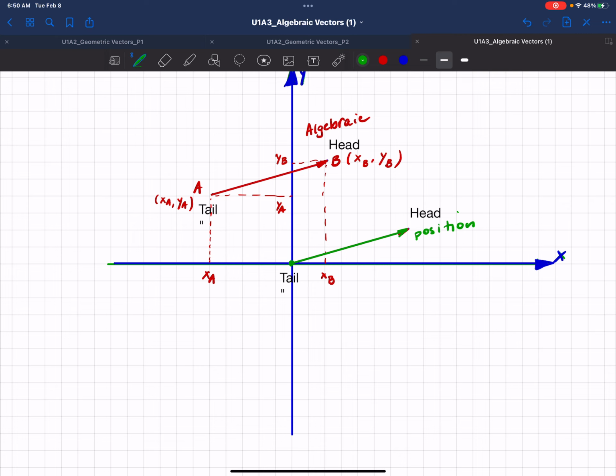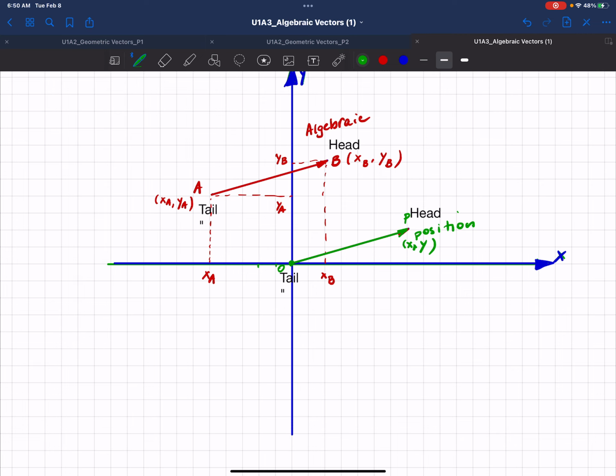So if we're given the position vector, let's say, for example, OP, then all we need to know is the coordinates of one point, which is the head. Now, how are the coordinates of the head of the position vector related to the coordinates of the respective algebraic vector? For this, I'm going to play with numbers, because numbers are easier to see.